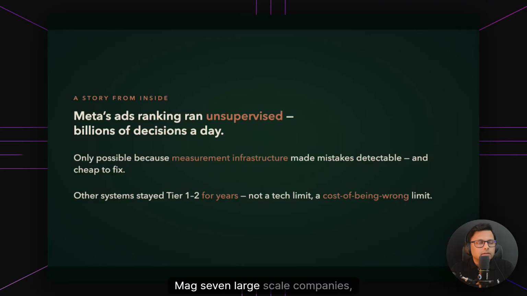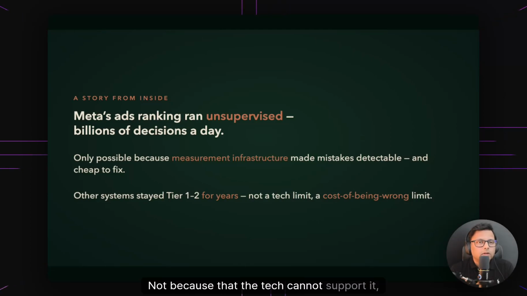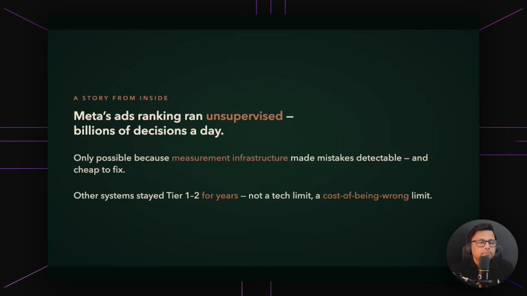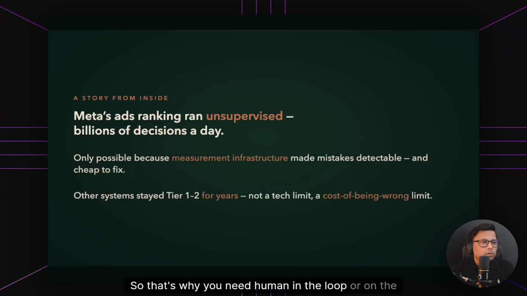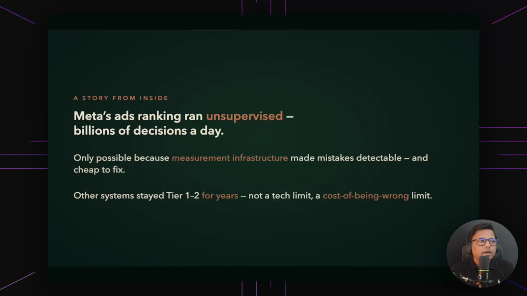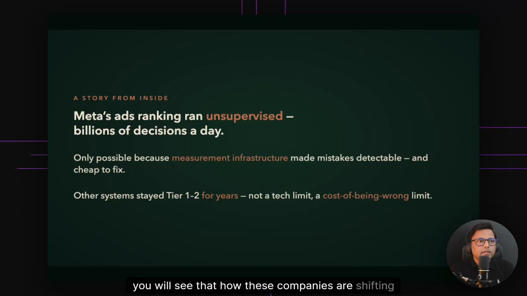So here's a part to remember, that for companies like Mag 7, large-scale companies, there are several systems that still stay at tier 1 or tier 2 for several years. Not because the tech cannot support it, just because the mistakes would cost largely. So that's why you need human in the loop or on the loop. As the models are becoming more and more advanced, you will see how these companies are shifting from tier 1, tier 2 to tier 3 models.